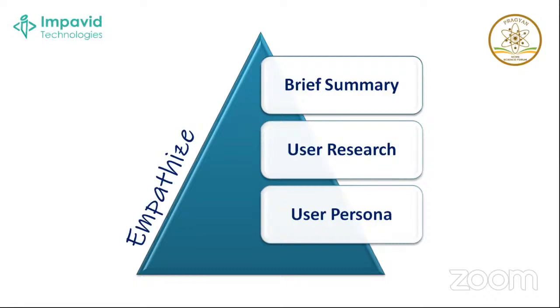Once I have completed taking the inputs, I have to start performing research, which involves three different methods. One is the brief summary, the second is user research, and the third is user persona. You collect the basic and primary information from your client, whoever your client is. You collect what exactly the problem statement is.